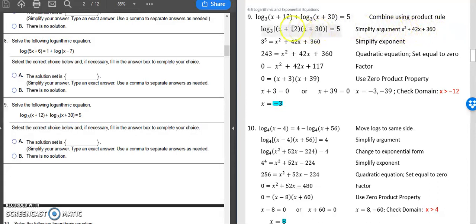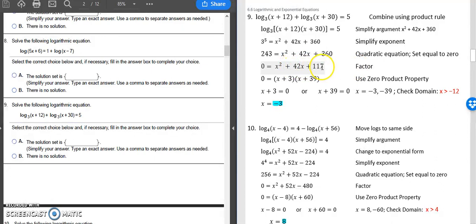And then we can change it to an exponential equation. We'll put the base with the exponent. It'll be 3 to the 5th power now equals everything that we had for our argument. So we can simplify now. 3 to the 5th power is 243. We're going to need to take this quadratic equation and have it set equal to 0. So after we subtract 243 from both sides, we'll end up with x squared plus 42x plus 117. Now we need to factor this equation.